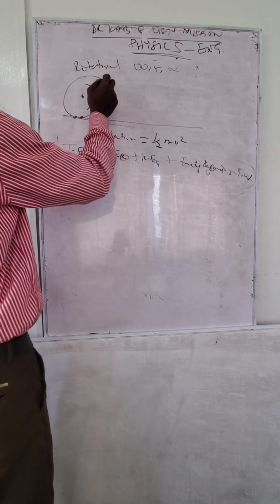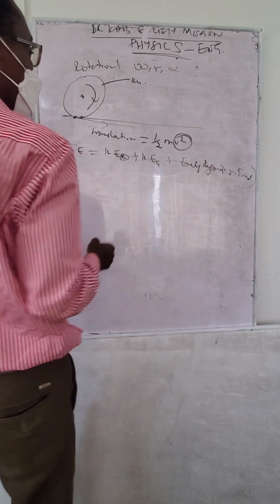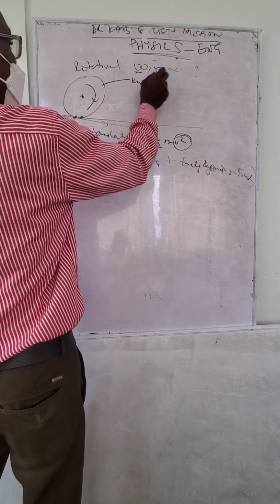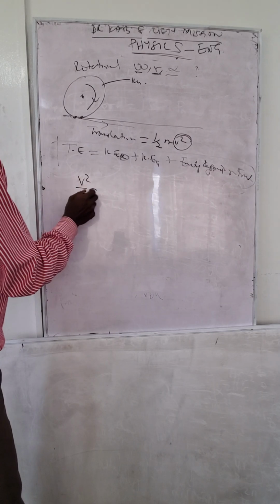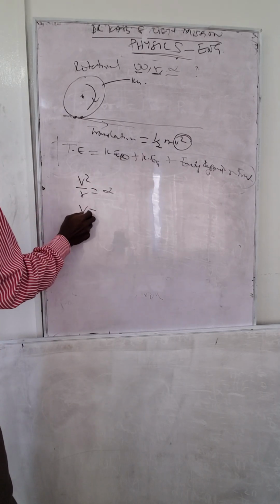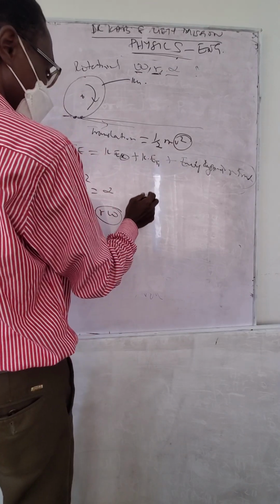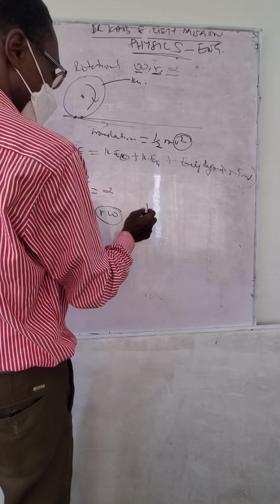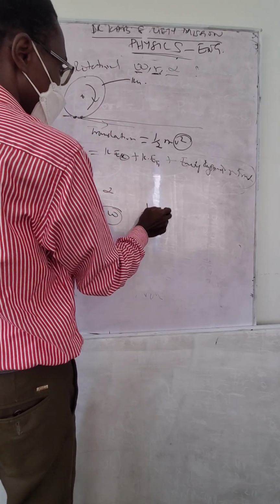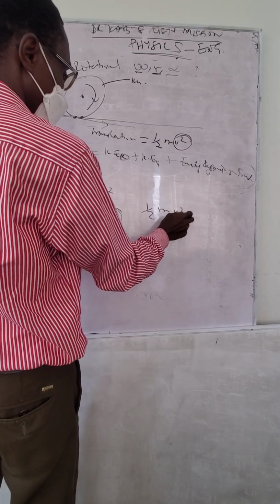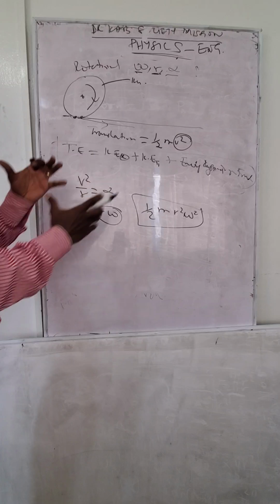But this one will have to be written in terms of rotational. You must find an expression for v in terms of this or that. And that can be, v squared over r is equal to acceleration, or v is equal to r omega. So if you put this one here, you're going to have half m r squared omega squared, something like that. So you add them.